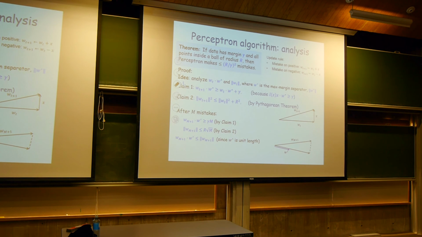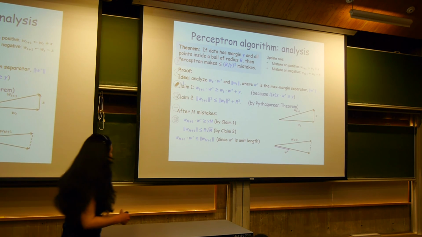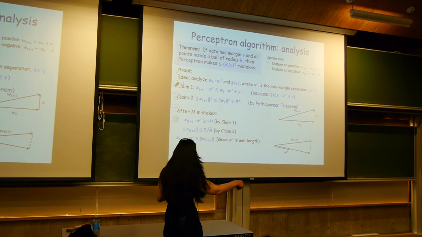So basically, this formally follows from Cauchy-Schwarz, this is also the picture. So if I project Wm plus 1 onto W star, then this dot product, which is actually the projection of Wm plus 1 onto W star, is upper bounded by the length of Wm plus 1.